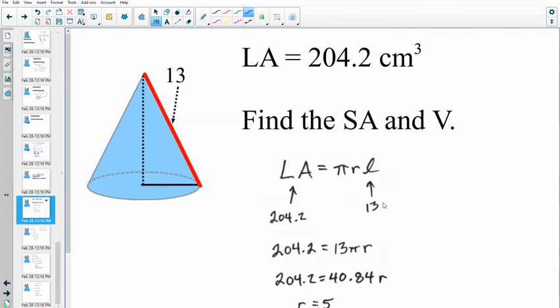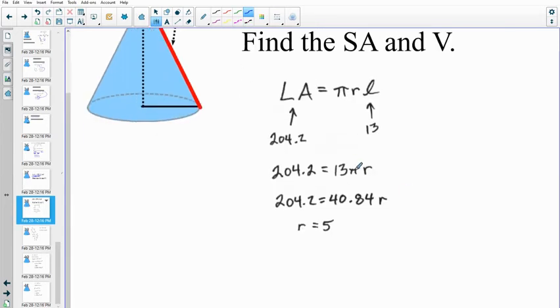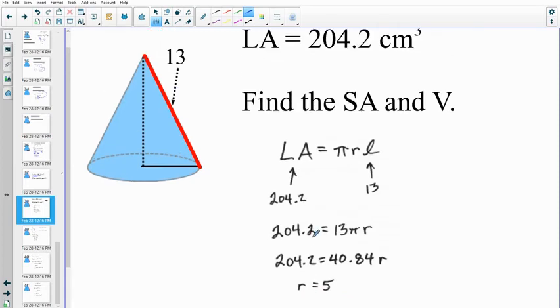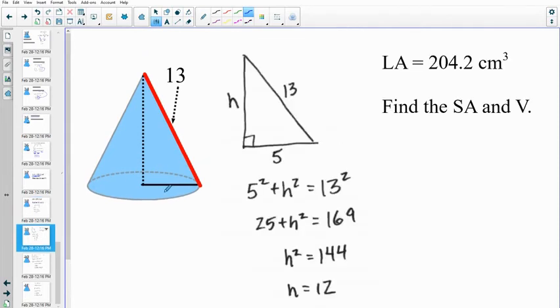Similar to the previous problem, it didn't say find the exact value, so I'm going to go ahead and multiply this out. 13 times pi, I plugged in my calculator, I got about 40.84, and then I divided both sides by that. Divide both sides by 40.84, and I got the radius is equal to 5. Just doing algebra. Once you've got the radius equal to 5, here we go again, Pythagorean theorem.